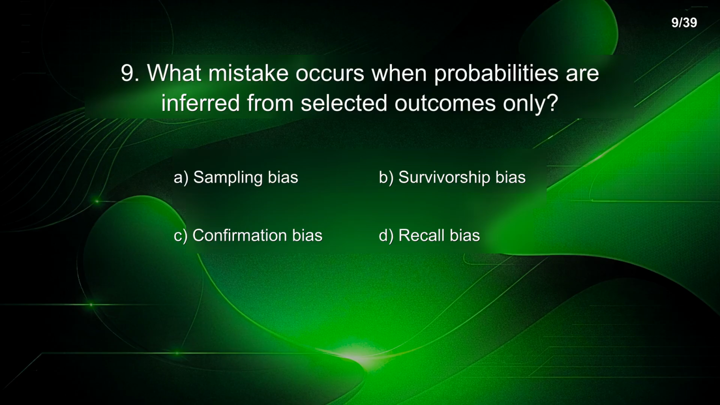Ninth question. What mistake occurs when probabilities are inferred from selected outcomes only? A. Sampling bias. B. Survivorship bias. C. Confirmation bias. D. Recall bias. Correct answer is B. Survivorship bias.